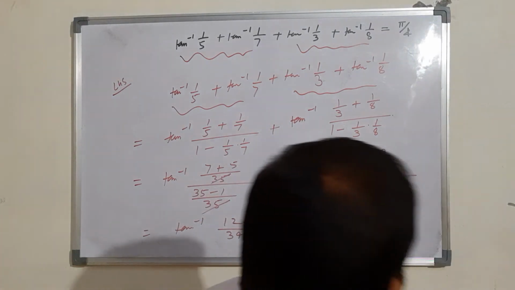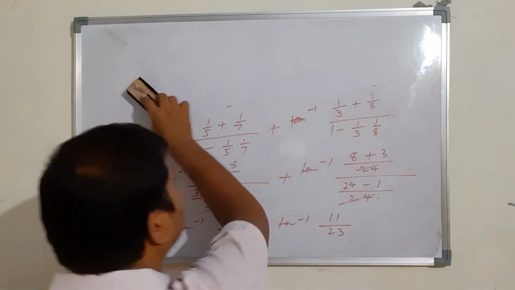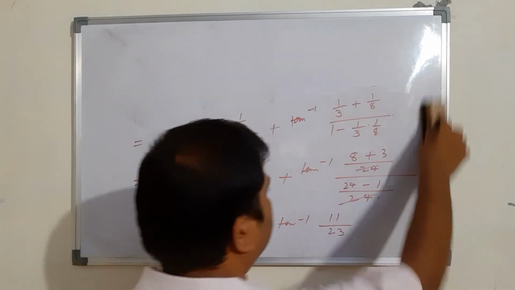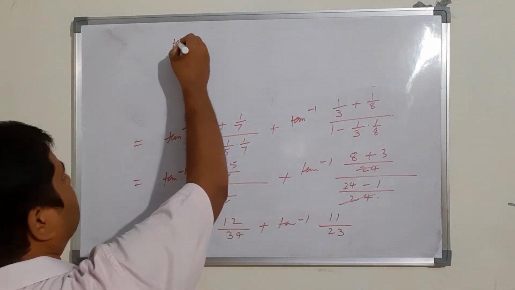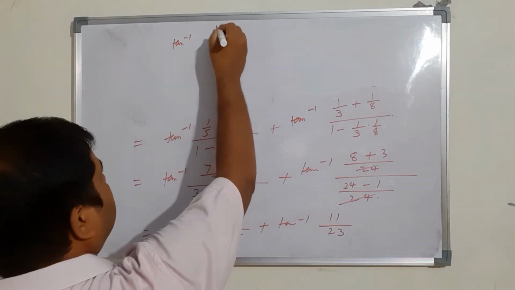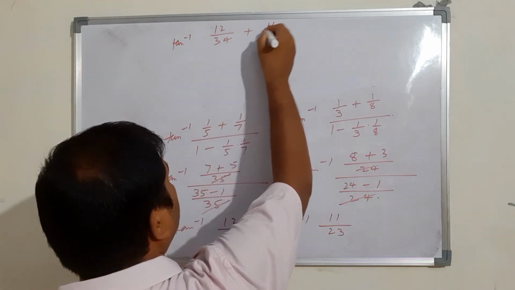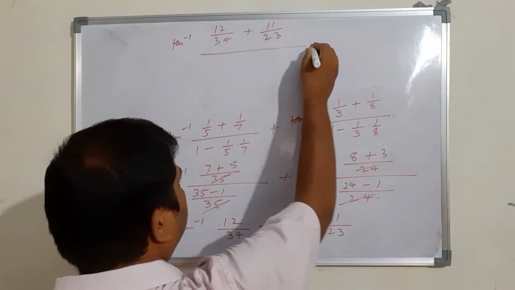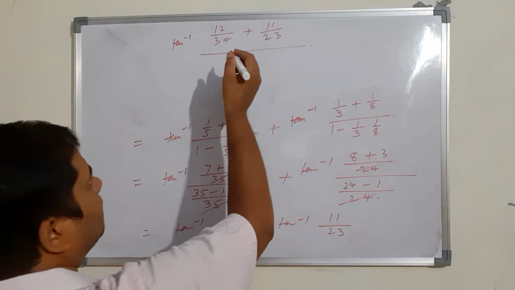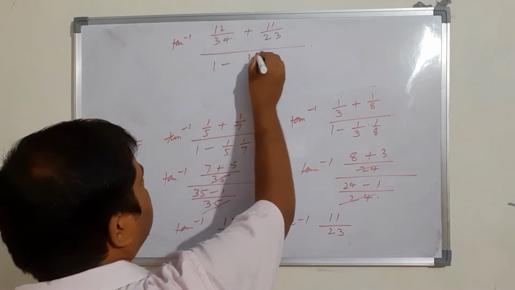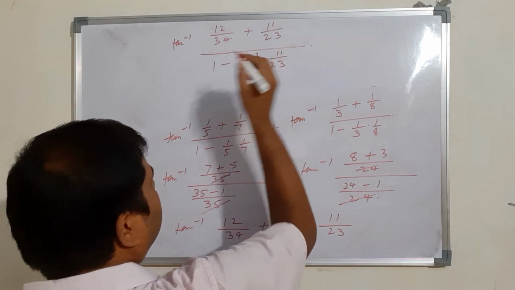So see, tan inverse of (12 upon 34 plus 11 by 23) divided by (1 minus 12 by 34 times 11 by 23).